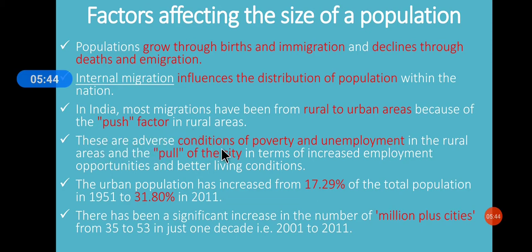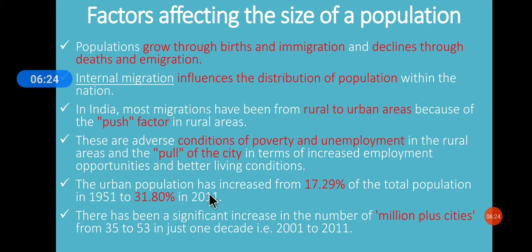These are adverse conditions of poverty. Because of poverty in the rural area, they want to go for a better job opportunity, and because they are unemployed in the rural areas, the pull of the city is attracting them, and the rural area is pushing them to go to cities. In terms of increased employment opportunities and better living conditions in the cities, the city pulls them and the rural area pushes them. That is what the push factors and pull factors are.